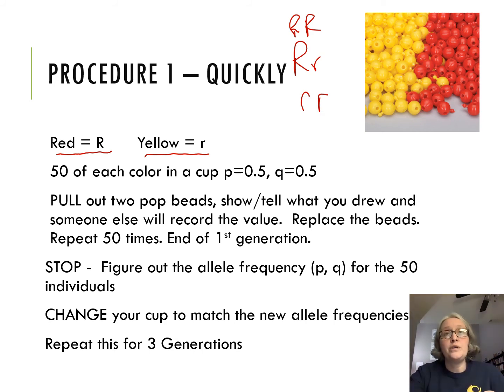After you've pulled out the beads, you return them to the bucket, mix it up, pull out 2 more. Oh, they're red, red. Okay, big R, big R. You put the beads back, you pull it out. You do this 50 times just to represent 50 babies being born from the population.